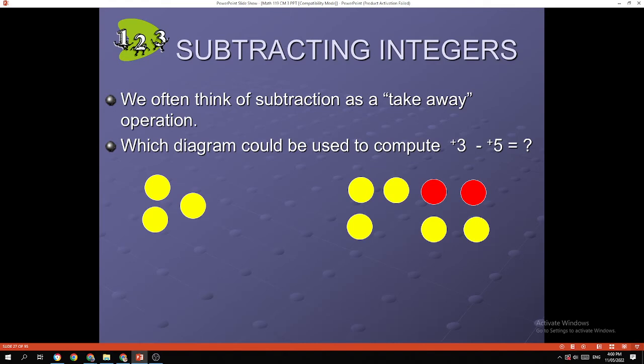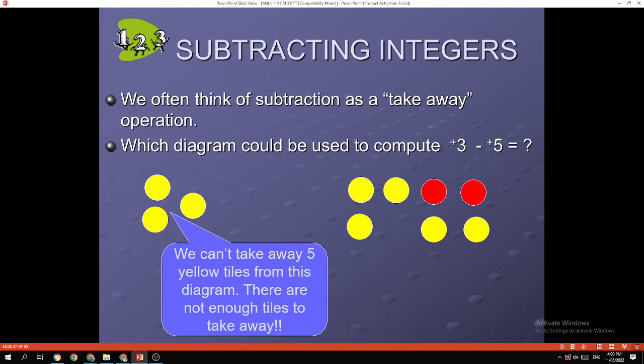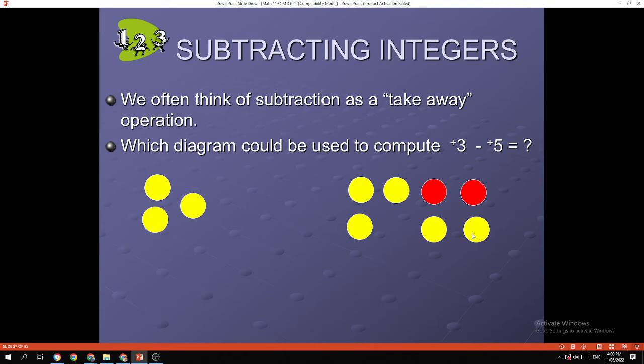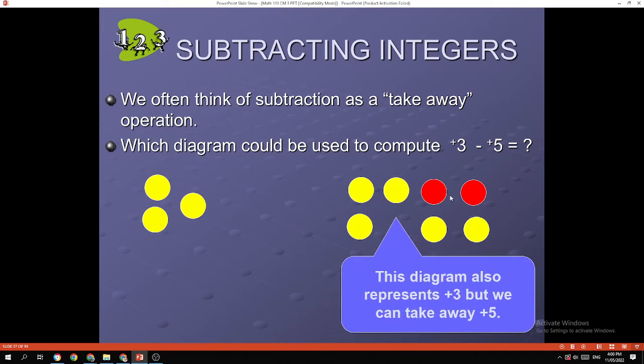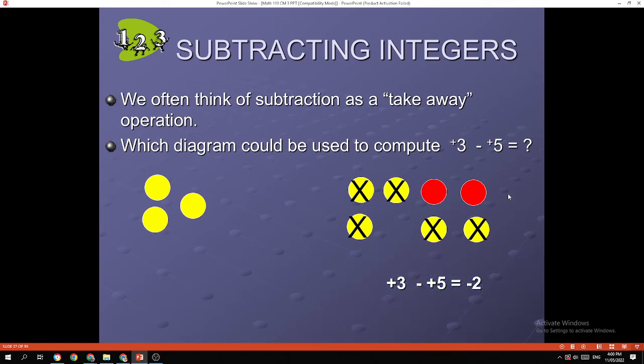Yes, sir. Okay, and then we can't take away 5. Dili man ta maka-take away og 5 yellow tiles from this one. But having this diagram, I can take away 5 yellow counters here. So kung ako nang tangtangon na ang 5 yellow counters, unsay mahibilin? Negative 2. Tangtangon ni nako ang 5, ang nahibilin, duha ka red meaning negative 2. Ang answer diri is negative 2. So that's one example for subtraction.